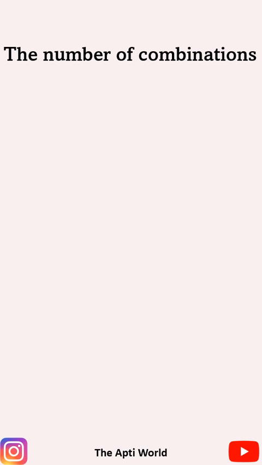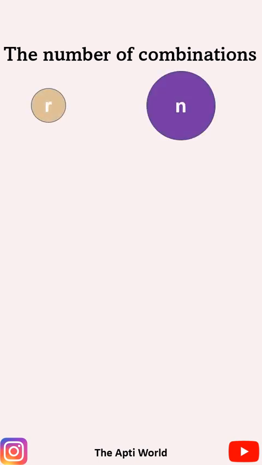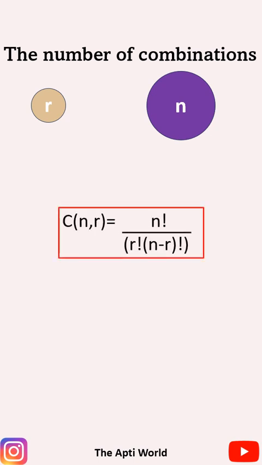In general, the number of combinations can be calculated using the combination formula, which involves the binomial coefficient. The number of combinations of selecting r objects from a set of n objects is given by the formula: C(n, r) = n! / (r! (n - r)!).